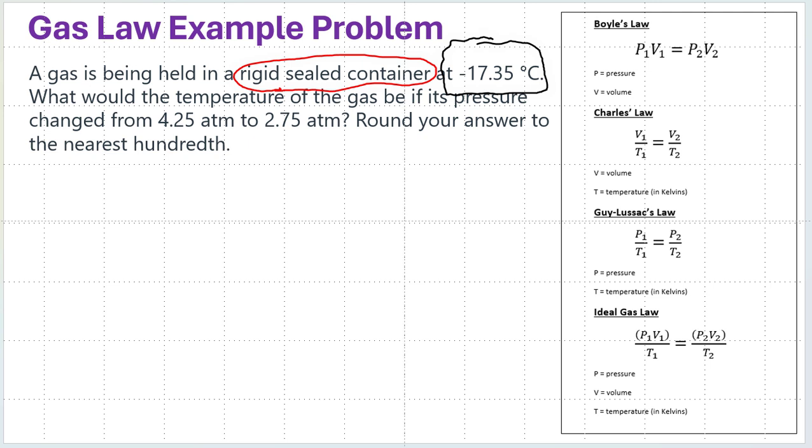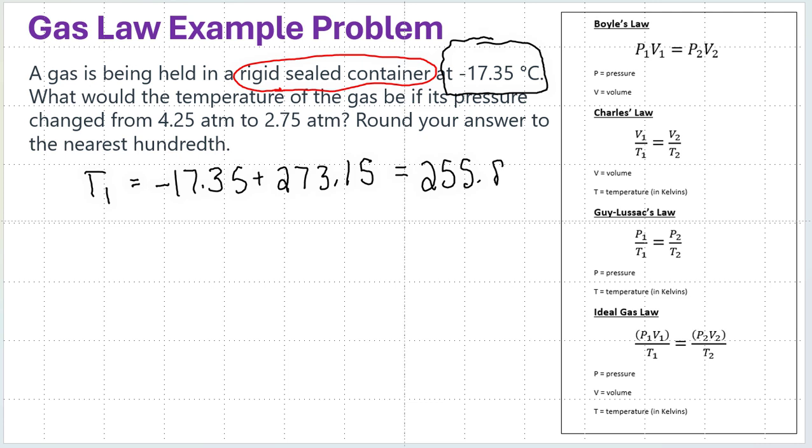So we're going to convert that temperature: T1 equals minus 17.35 plus 273.15. And that will give us our temperature in Kelvin. It's 255.80 unit Kelvin.